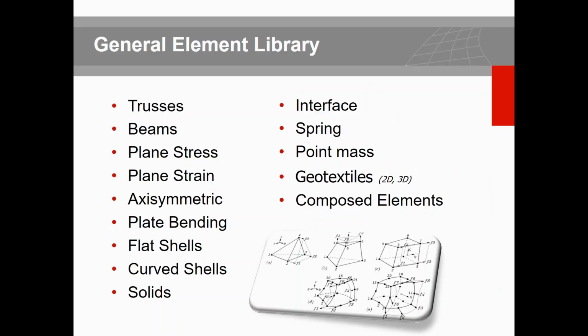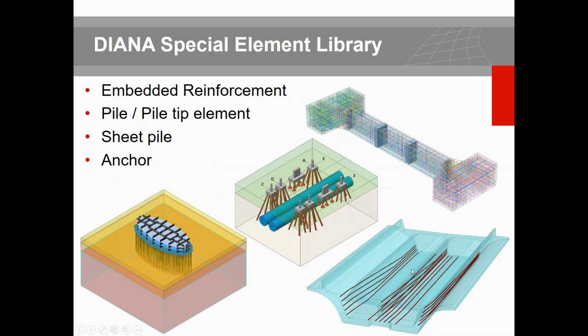We cover more than 250 elements based on the order of them, from the point element to the line to the surface to the solid, specific types of elements with respect to the mass element, spring interface, geotextile, and compose elements in a low order and high order formulation that can get along with our different types of analysis.